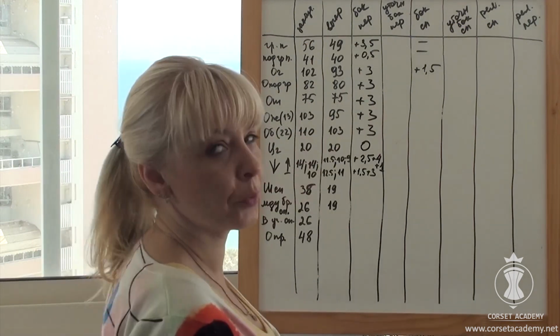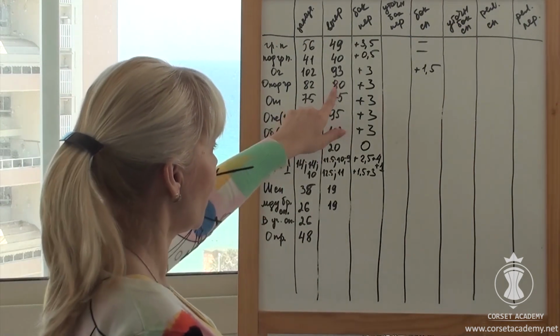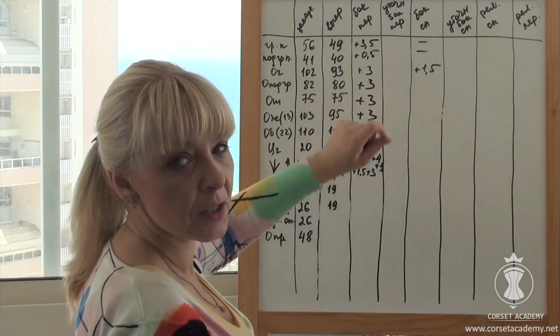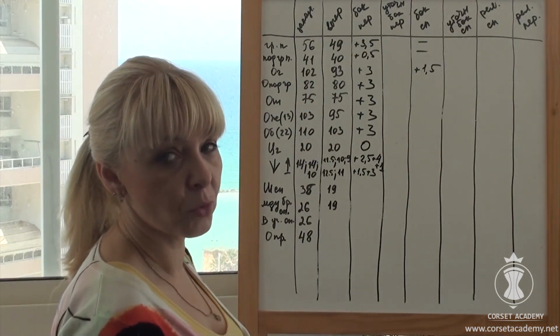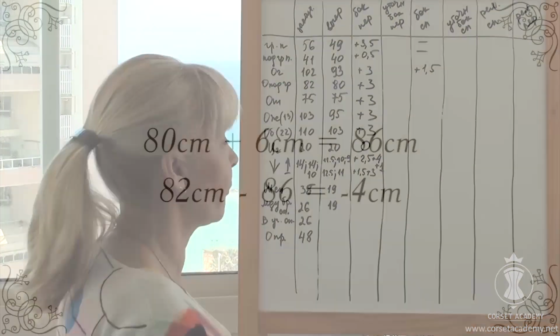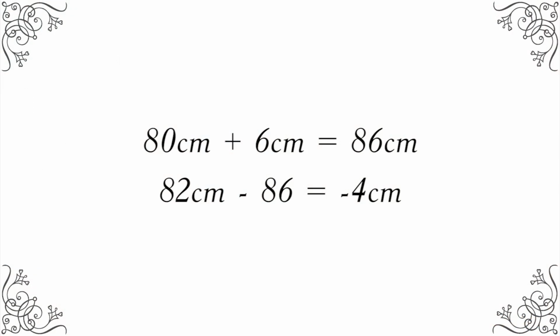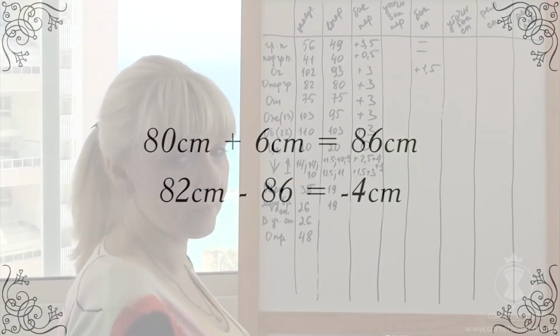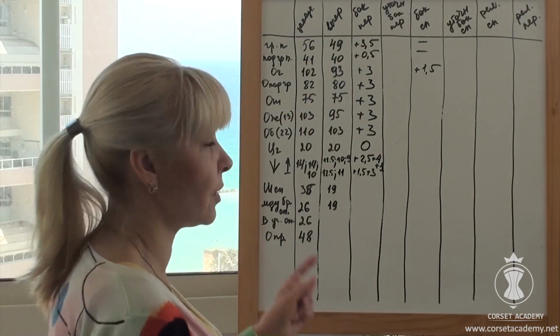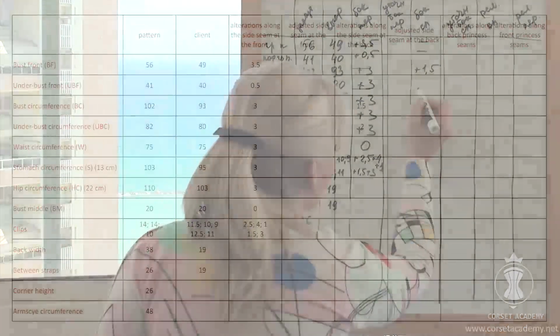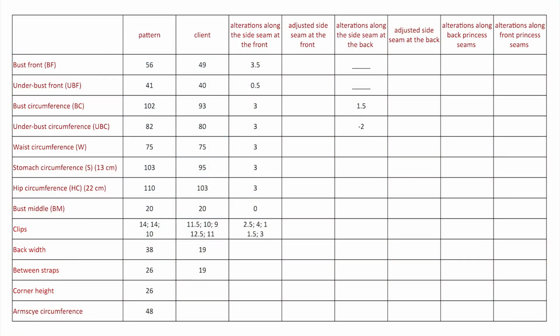Under bust circumference. It is 82 centimeters on the client and 80 centimeters on the pattern. However, I have already expanded the pattern by 3 centimeters from each side, a total of 6 centimeters. 80 centimeters plus 6 centimeters equals 86 centimeters. 82 centimeters minus 86 centimeters equals negative 4 centimeters. I divide it in half. As a result, I need to narrow the back down by 2 centimeters from each side. I write negative 2 centimeters in the table.